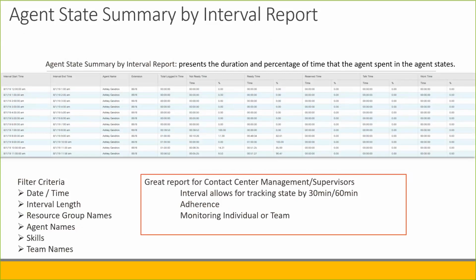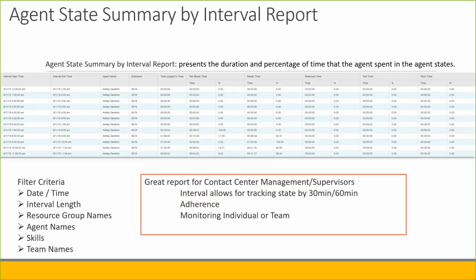And this is critical too if I wanted to look at one agent specifically, or the whole team, and I really wanted to see what the percentage of not ready time was at 8 o'clock in the morning versus 10 o'clock in the morning. An example of how I would use this report is if I see in my CSQ interval report that I have some pretty awful numbers, or some opportunities for improvement, around a specific time frame.